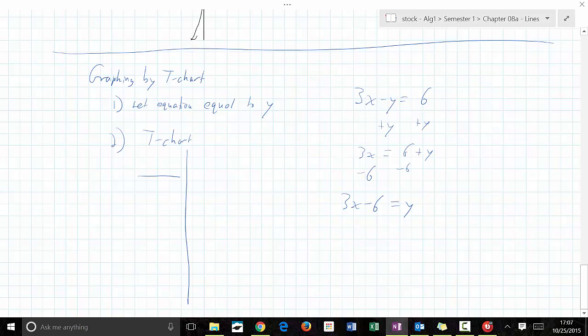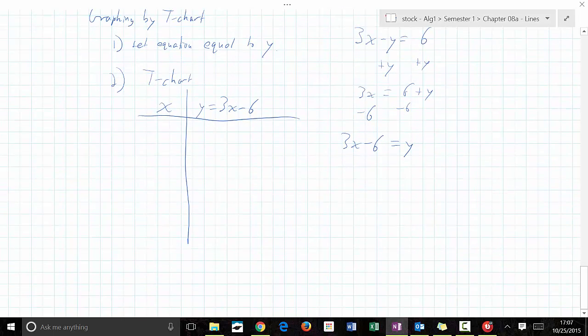So what I'm going to do is make a t-chart, and on the left side I have x, and on the right side I have y equals 3x minus 6. And I'm just going to start plugging in some numbers. I only need a few of them, but I want to do a few. So let's try 0. I plug in 0: 3 times 0 minus 6 is negative 6.